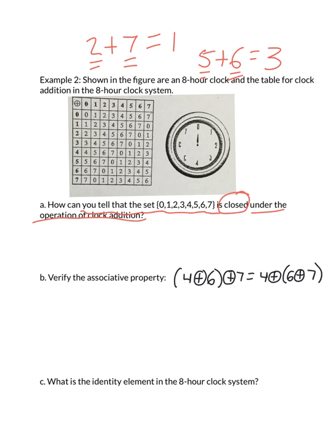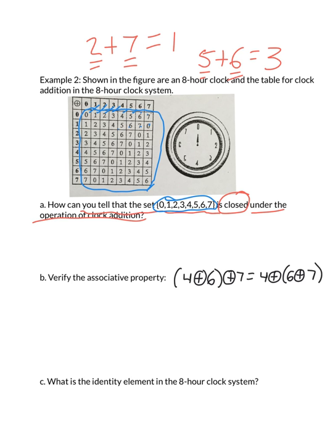So if my original set is the numbers 0 through 7, when I look through all the possible answers that I'm circling in blue right now in the table, I better only see the numbers 0 through 7. In other words, if it's closed, I'm not going to see an 8, a 9, or a negative number. As I skim each row, sure enough, I'm only seeing 0 through 7. So yes, this is a closed set.